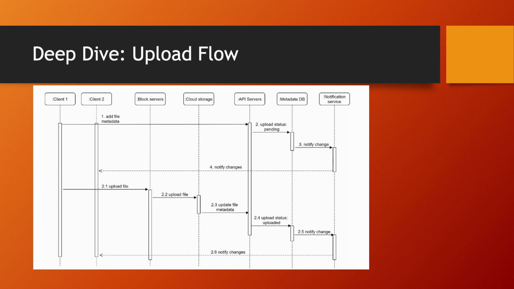The request is sent to API servers. File status is changed to uploaded in the metadata DB. Notify the notification service that a file status is changed to uploaded, and the notification service notifies relevant clients that a file is fully uploaded. Now the client in this case is client 2.